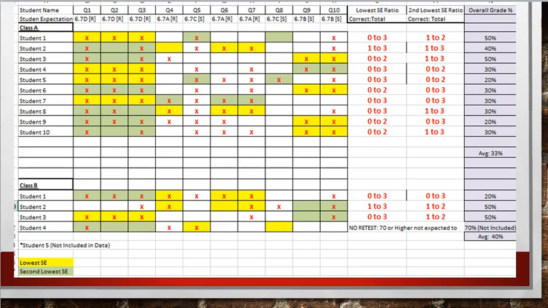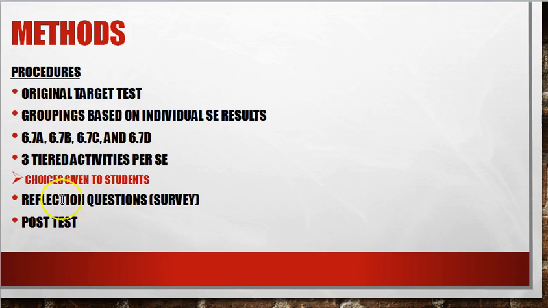Going back to the methods for a quick second, taking a look at the tiered activities, the 3 tiered activities per SE, based on the chart that I just showed you, the students were grouped, and on day 1, they were given the option in each SE that they were expected to go to. They had 3 choices. The first choice provided them a link to a video that they were allowed to watch on their own laptop and to answer questions that would help guide them, hopefully, through the next level of activities.